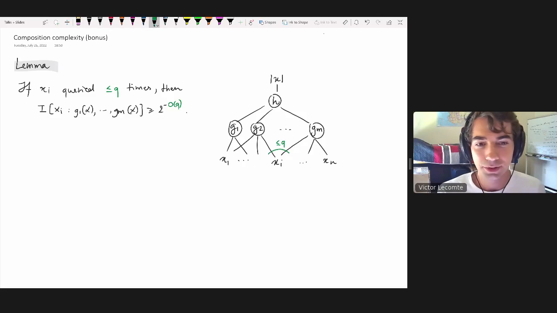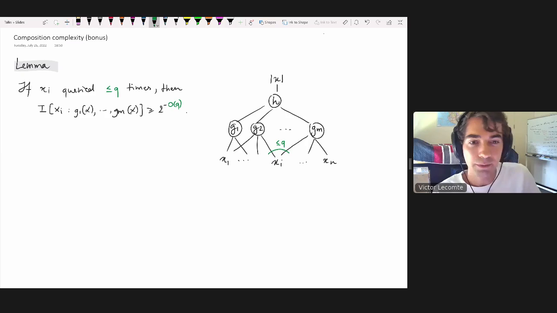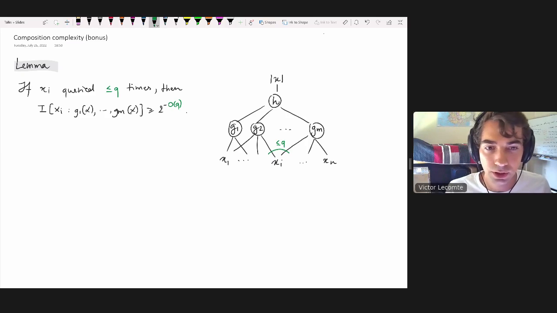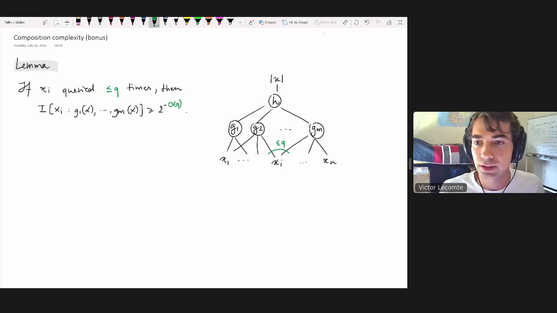Hi, welcome to the bonus part of my talk on the composition complexity of majority. I just wanted to say a few words about the proof of the main lemma for general Q, because I think it's kind of cute. I'm going to assume that you've watched the main part of the talk, or maybe read the introduction of the paper. So I'm going to go straight into it.